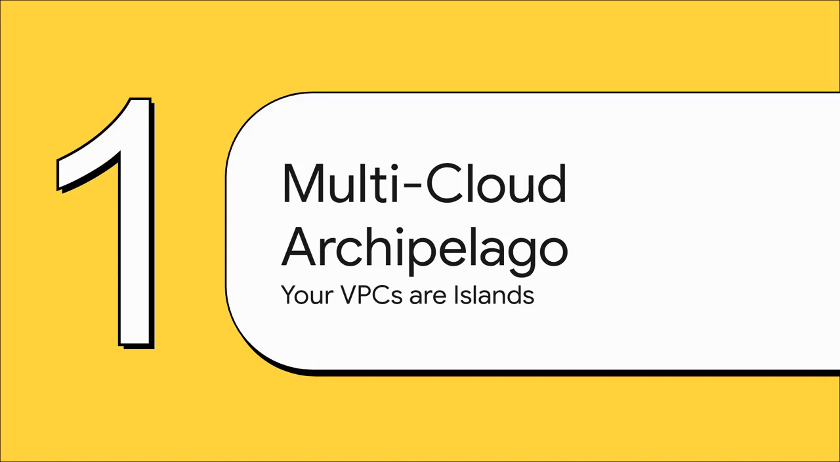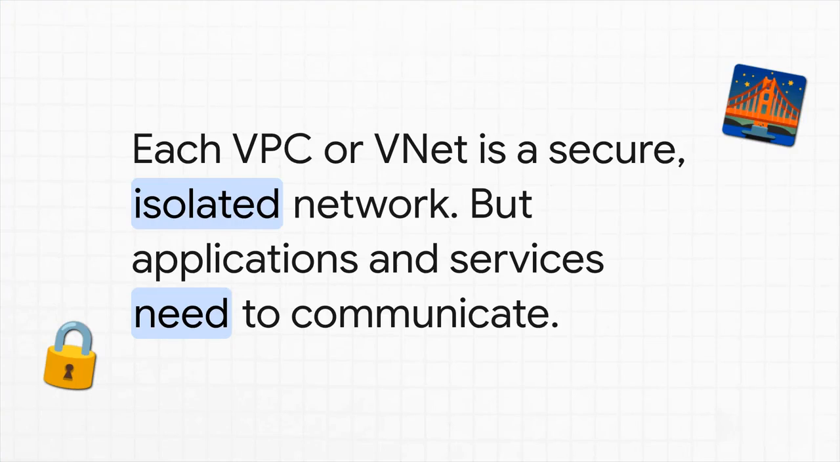To start, I want you to get a mental model in your head. Think of your entire multi-cloud environment as an archipelago, a whole chain of islands just floating out there in a digital ocean. Each of these islands, whether it's an AWS VPC, an Azure VNet, or a GCP VPC, is built to be isolated, and that's a fantastic feature for security. But it's a huge problem when your applications on different islands actually need to talk to each other. And that's where our job begins. We have to build the bridges.